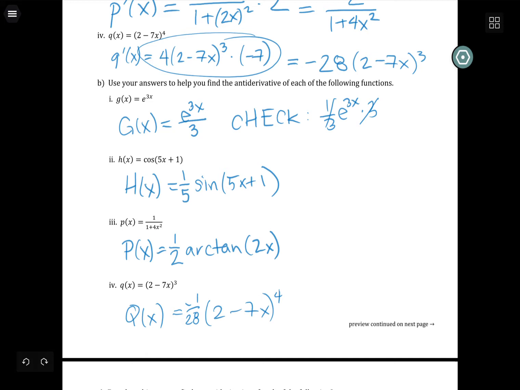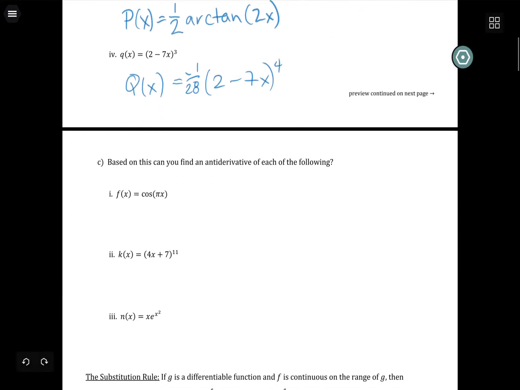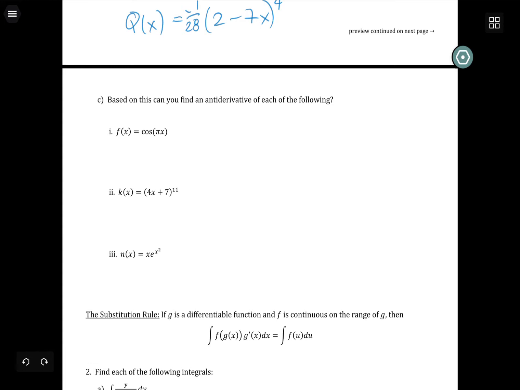Okay, so sometimes not too bad, right? If it's just a constant that's causing the problem, that's somewhat manageable to deal with. Let's see what I got for you in part C.